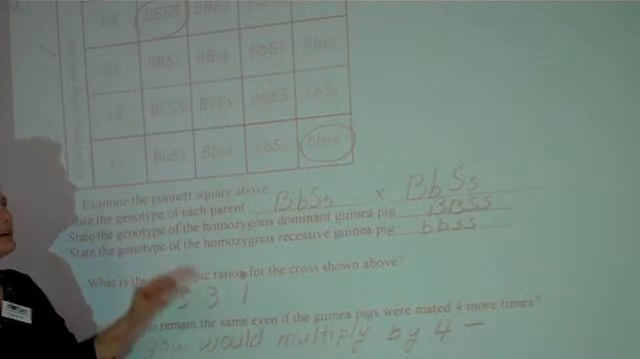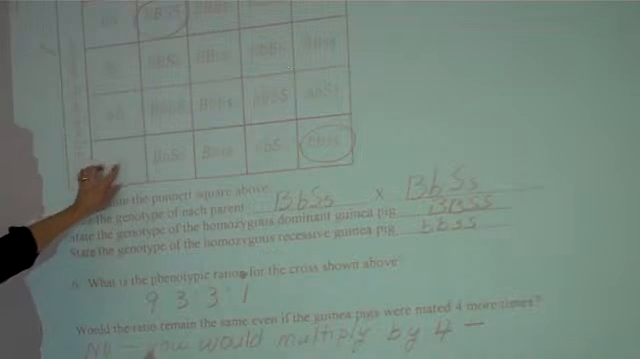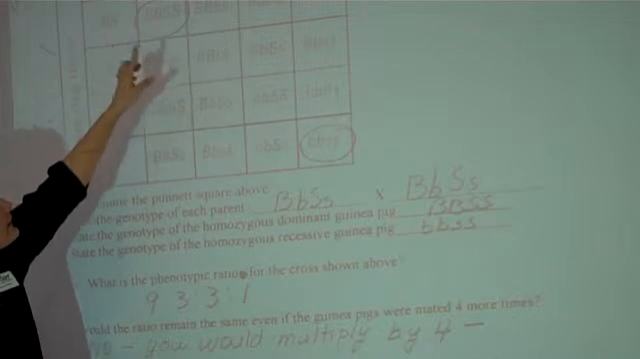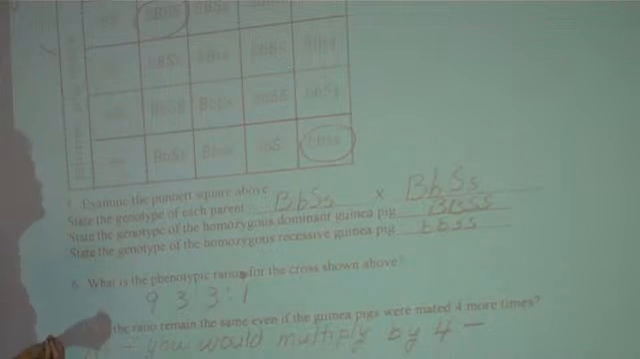You're given a Punnett square. Examine the Punnett square above. State the genotype of each parent. Guys, remember that you can find the genotype of the parents by looking at the side and the top of your cross. That's always where your parent gametes are going to be found.